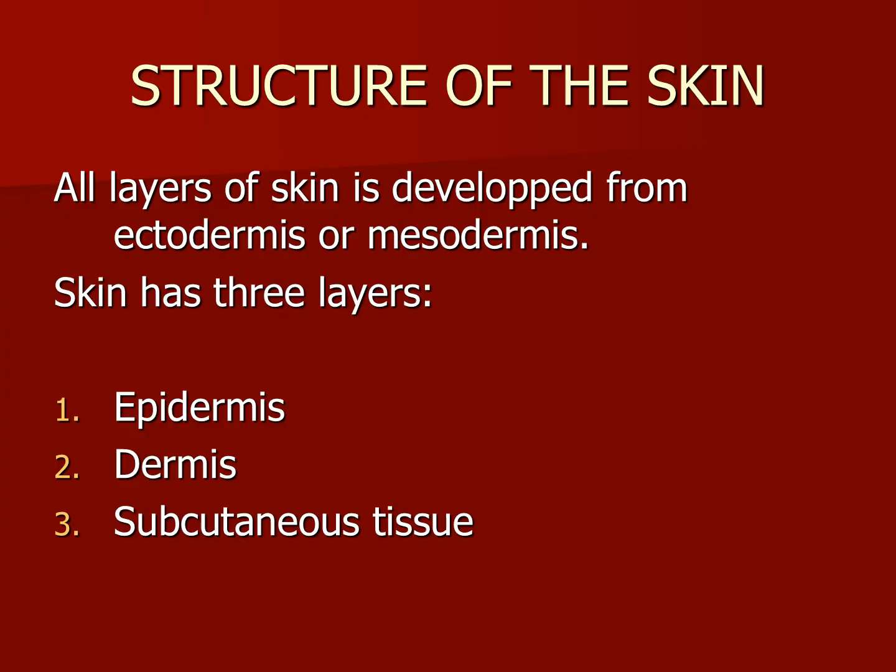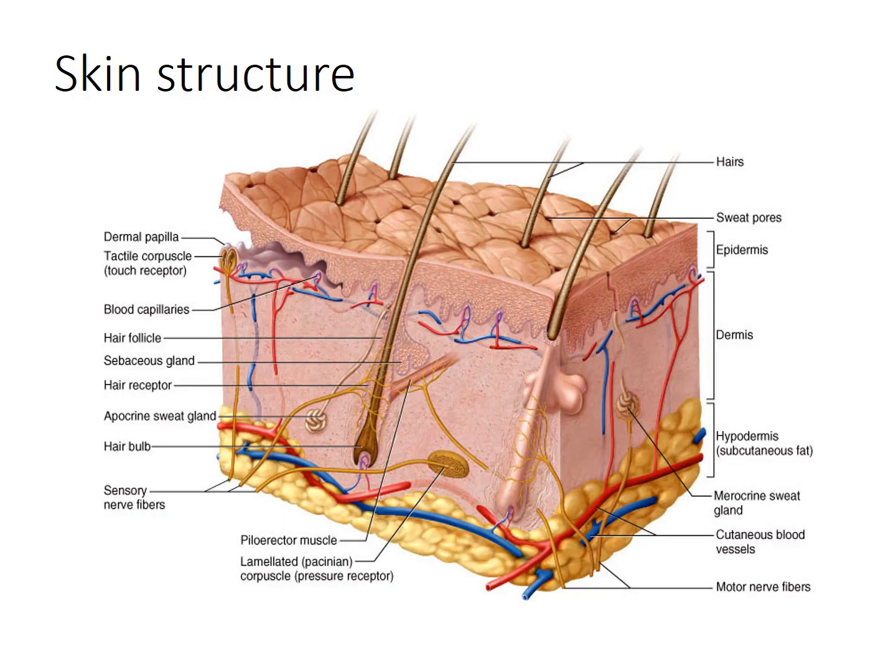Structure of the skin. Skin has three layers: epidermis, dermis, and subcutaneous. Here on this picture we can see the epidermis layer, dermis, and the yellow one is subcutaneous tissue. Skin appendages: sweat glands, hair follicles, sebaceous glands, and nails.